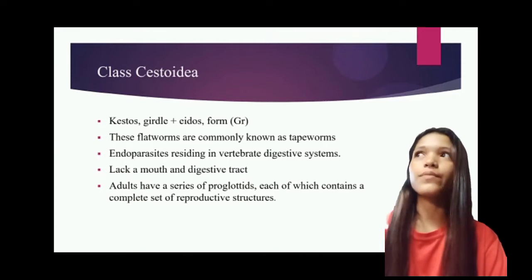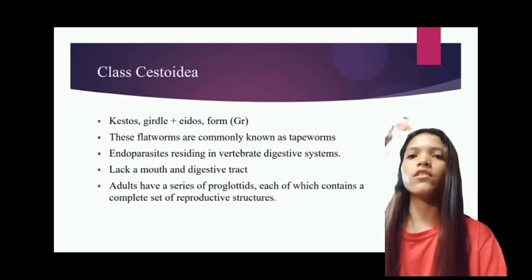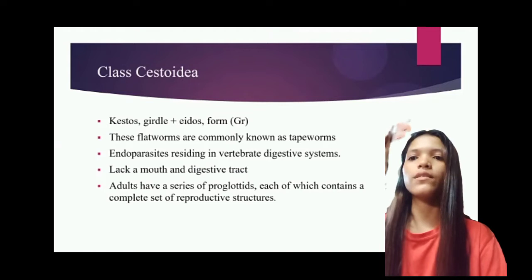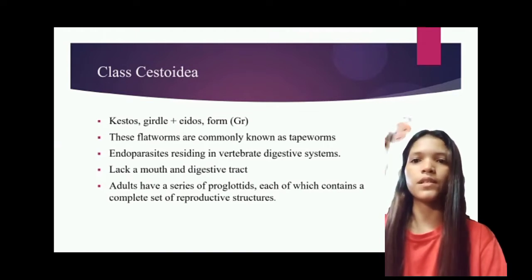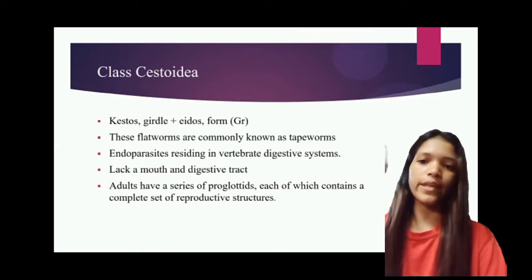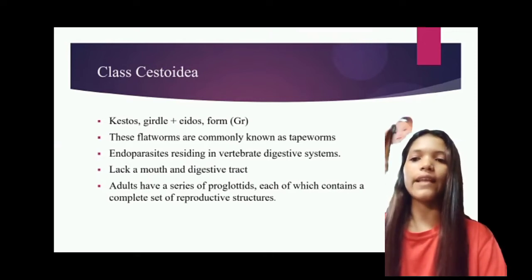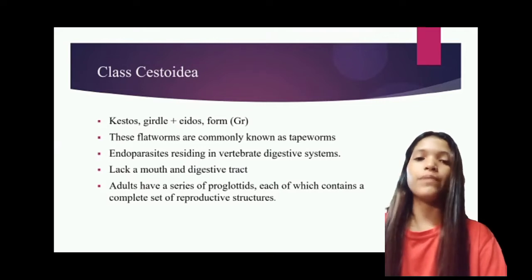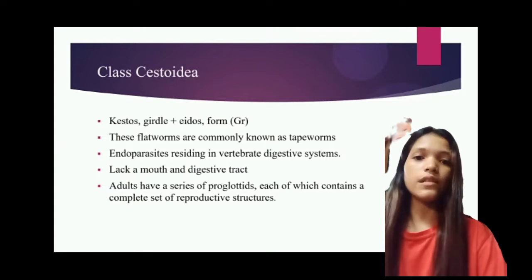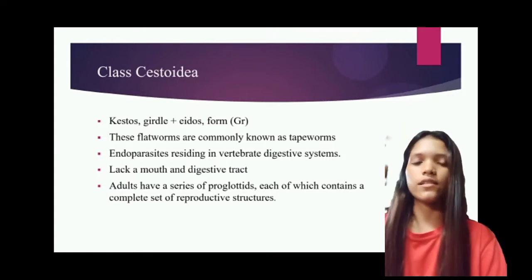Most adult tapeworms consist of a long series of repeating units called proglottids. Proglottids contain one or two complete sets of reproductive structures. Examples of tapeworms are Taenia solium, which is the pork tapeworm, Taenia saginata, which is the beef tapeworm, and Diphyllobothrium spp., also known as the fish tapeworm.